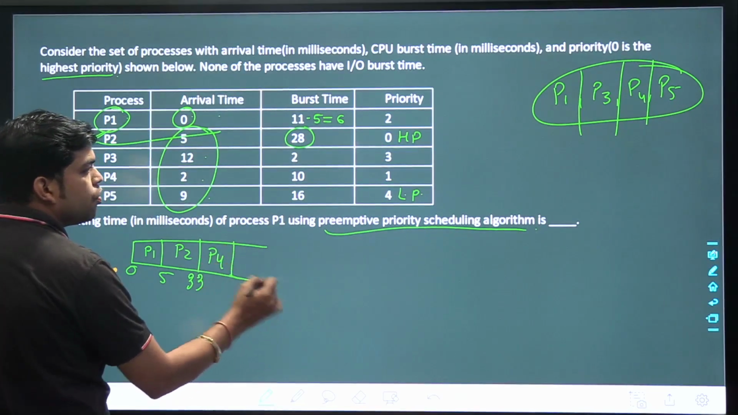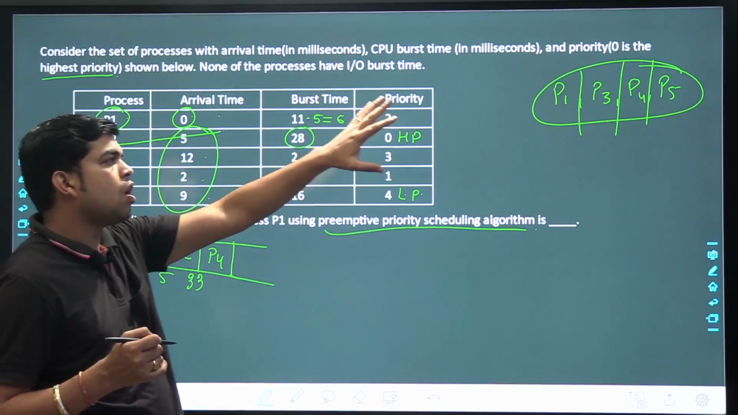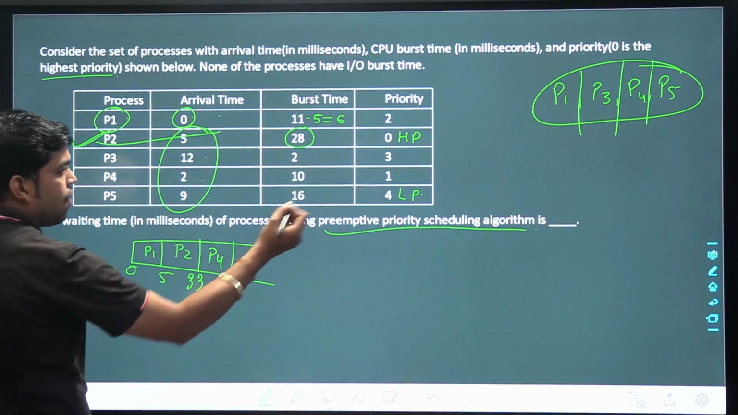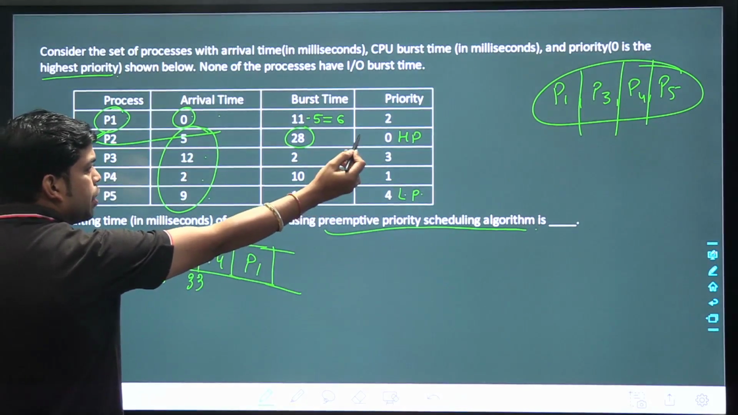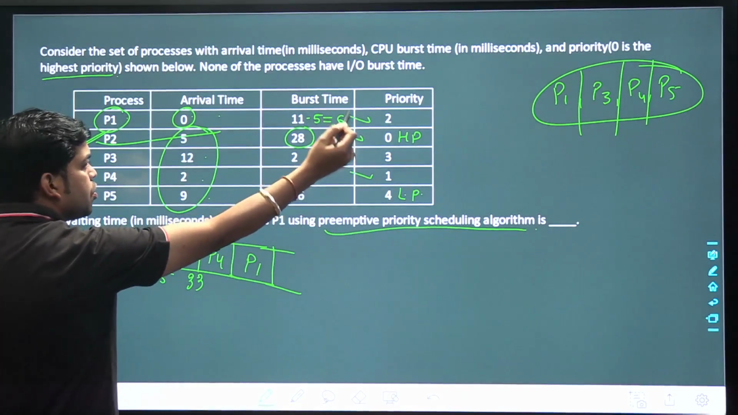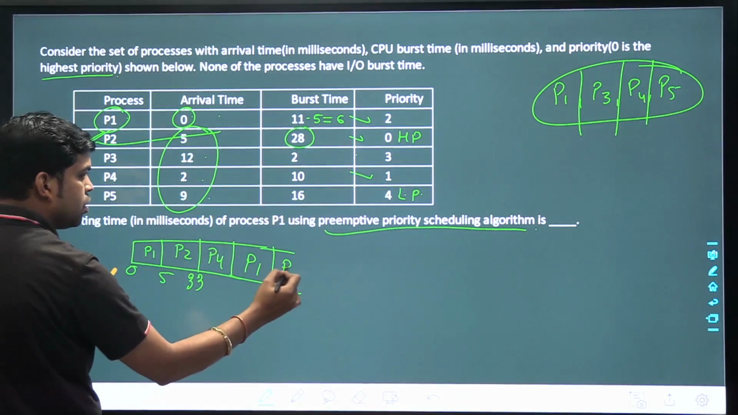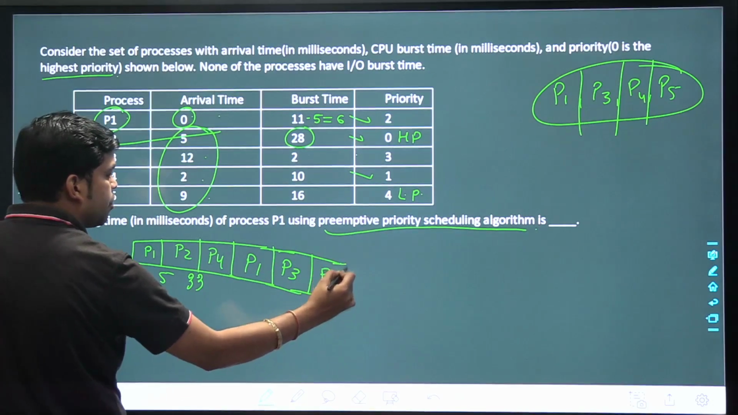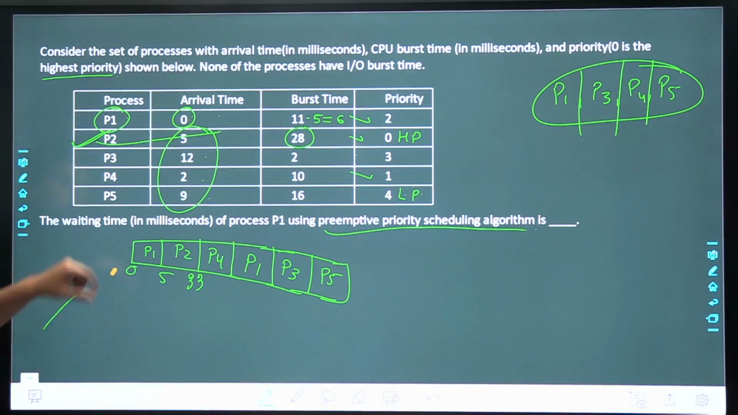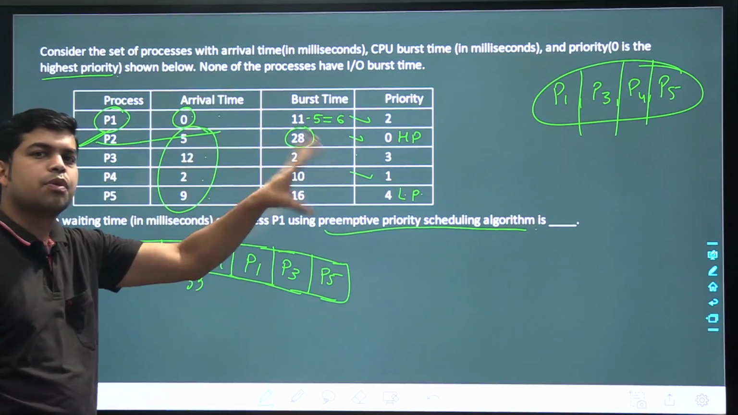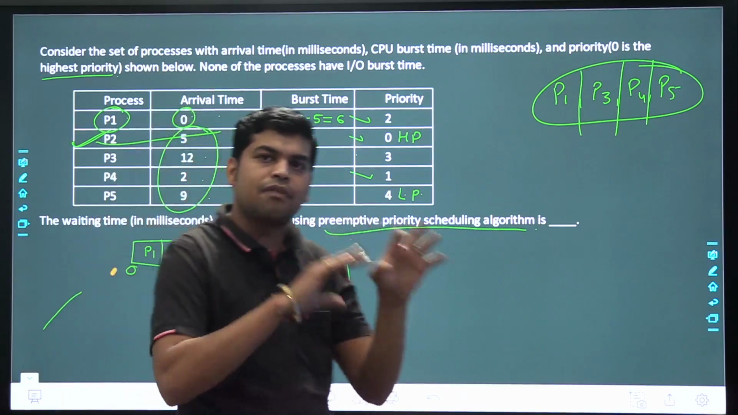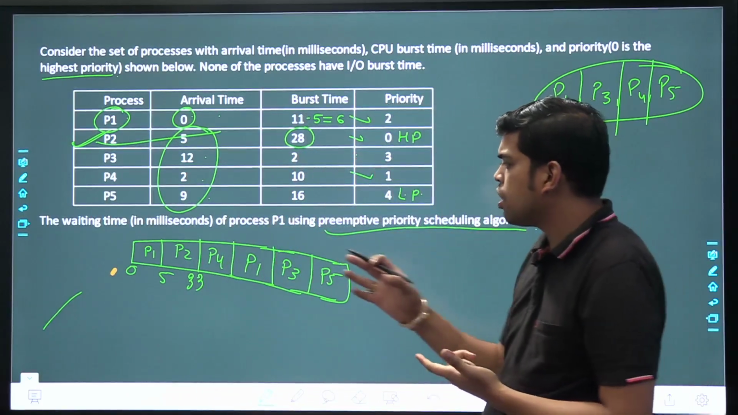So we execute next P4, because all are in the ready queue. After P4 we execute P1. P2 is already executed, P4 is executed, P1 is executed. Now we execute P3 and then P5, because P5 is the lowest priority process. Got it? P2 and P4 arrived before P3, and P5 arrived before P3. But when P2 completely executes, all the processes have arrived, and whether they arrived before or after, we just need to compare priority. So according to priority we assign.